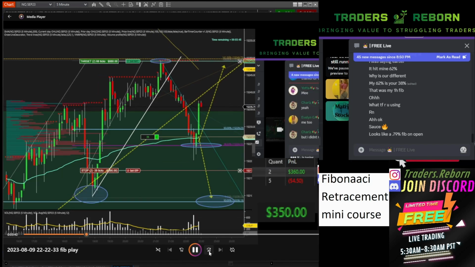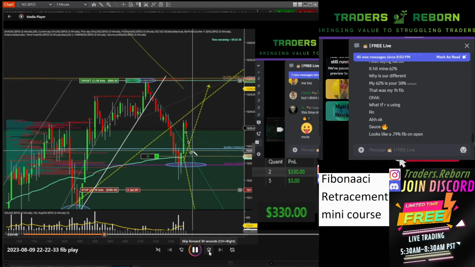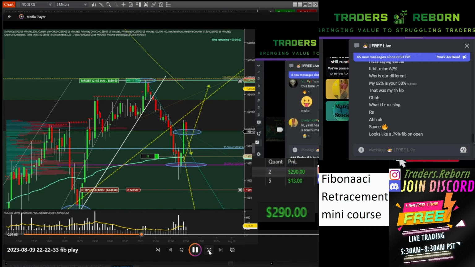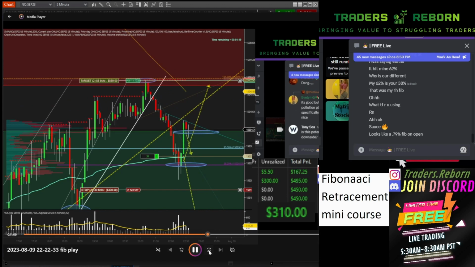And let's fast forward it. As you can see here, it has a little fight here. It's trying to break up above the demand, come back down to retest the demand. And this is where I guess I drew another supply up there. And let's see how it goes moving forward here.